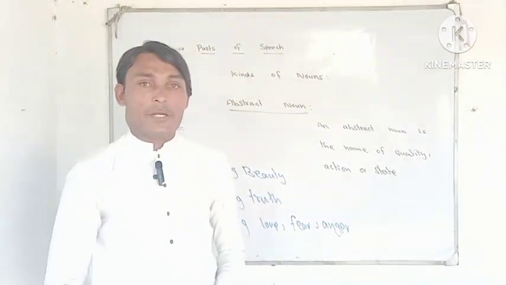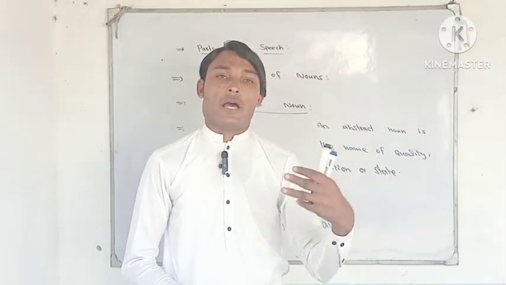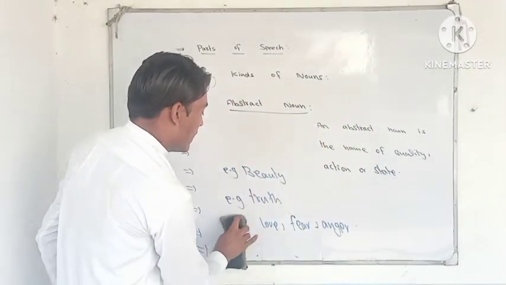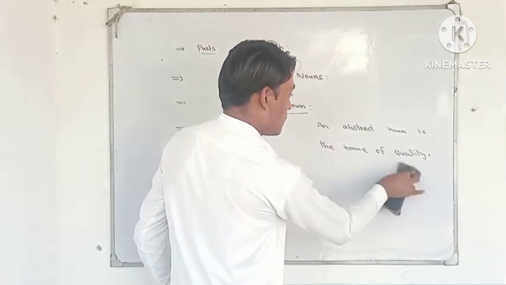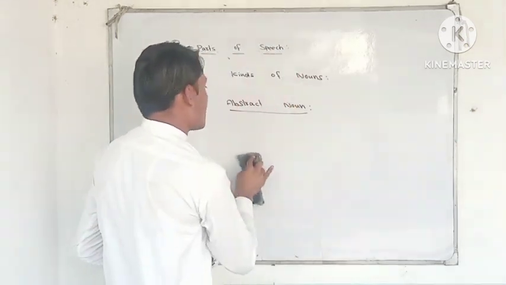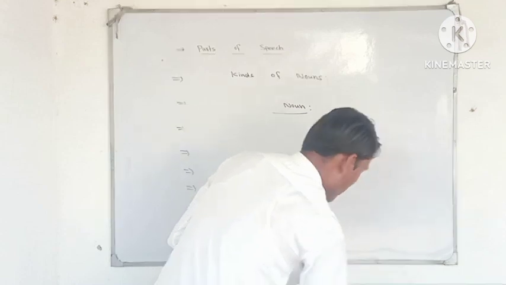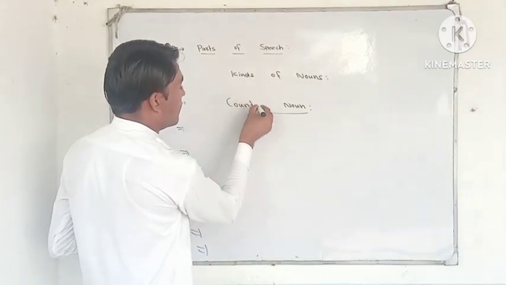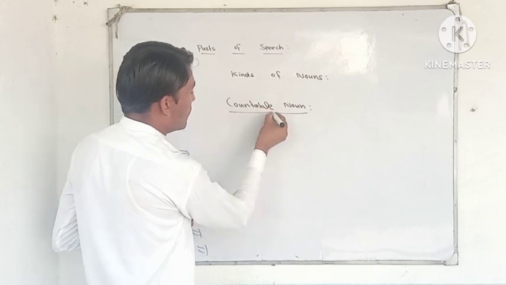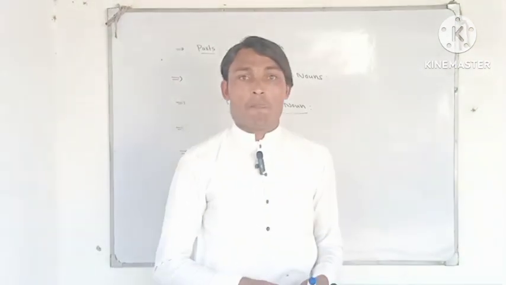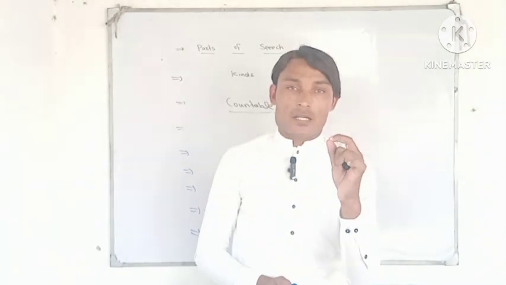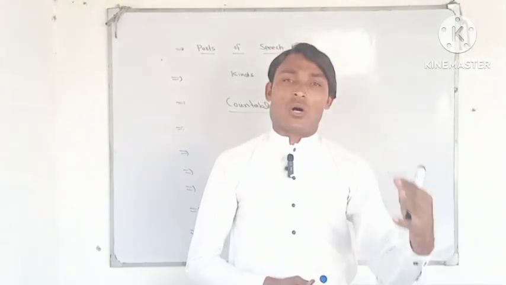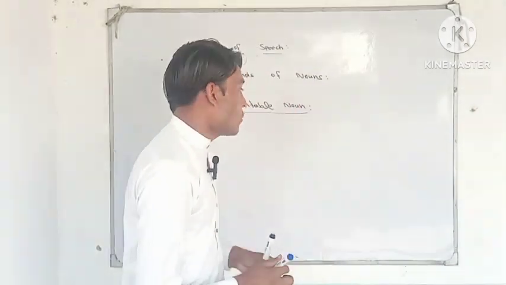Now let's talk about what is basically countable noun and uncountable noun, and the last one, material nouns. Now we come to noun number 6, which is called countable noun. What is basically a countable noun? A countable noun is the name of a thing that you can count, that can be counted.